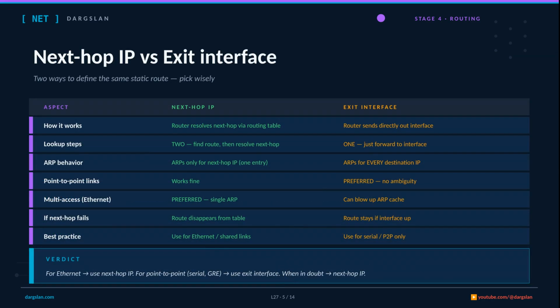Let's put those two forms side by side, because the difference really matters in practice. With a next hop IP, the router does 2 lookups but only ARPs once for that single neighbor. With an exit interface, it's 1 lookup, but on Ethernet, the router will ARP for every destination it sees, which can flood your ARP cache fast. There's also a failure twist. If the next hop becomes unreachable, that route drops out cleanly, while an interface-based route stays installed as long as the link is up. So the rule of thumb: next hop IP for Ethernet, exit interface for true point-to-point, and when in doubt, go with next hop.